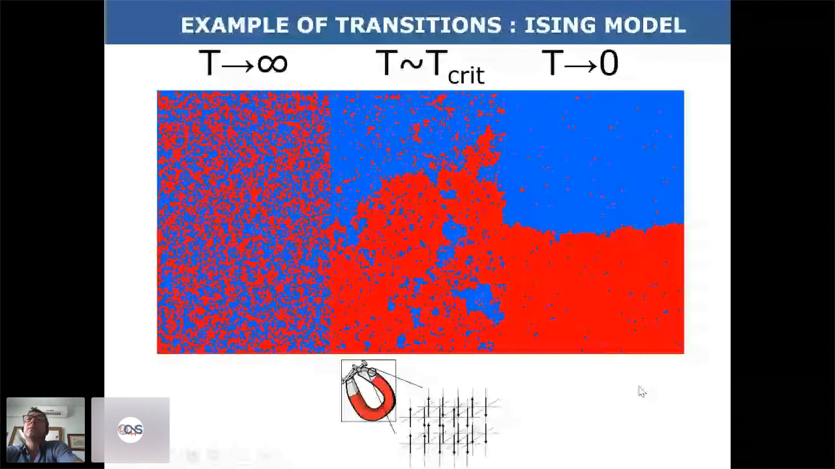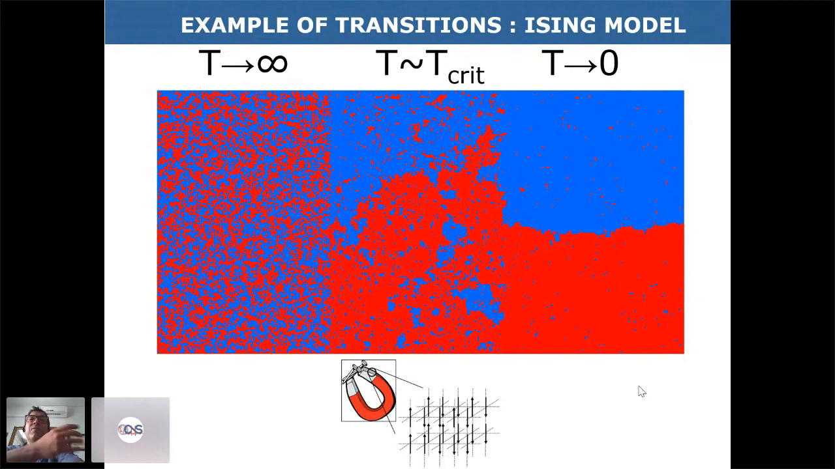A paradigm of transition is given by the Ising model. The Ising model was originally meant to study magnetization of a system. So we have just two states of different spins, pointing upwards or pointing downwards, for positive or negative magnetization. When the temperature is high, the system behaves chaotically, so there is no coupling. When the temperature goes towards zero, the system is frozen.